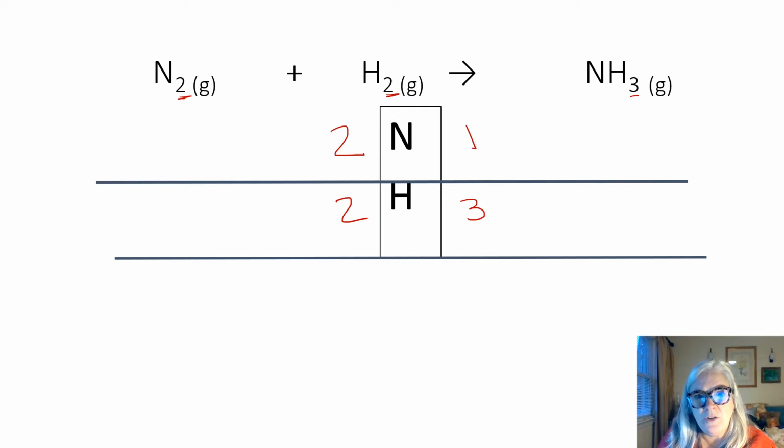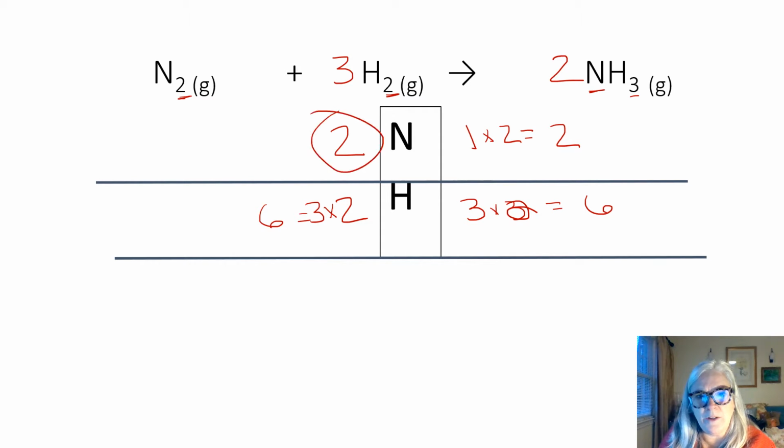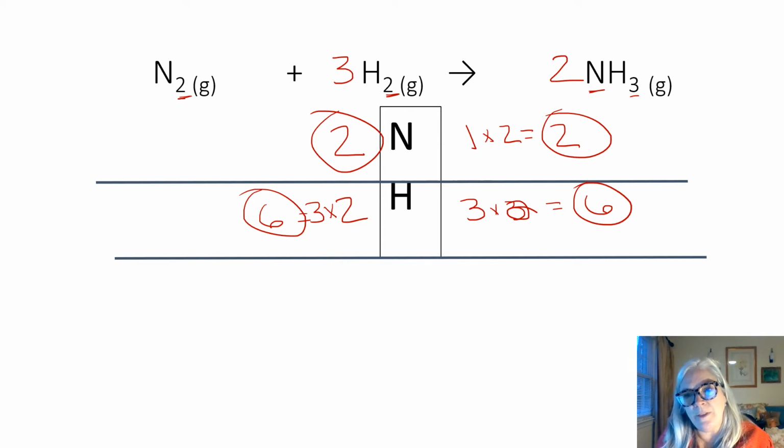Let's start with nitrogen. To get 2 atoms of nitrogen on the product side, I need to multiply 1 by 2. So I'm going to put a 2 in front of where I see the nitrogen. That'll change nitrogen to 2, but now I've got 2 times 3, so I have 6 hydrogen. So now hydrogen needs to be balanced. To get 6 on the reactant side, I need to multiply this number by 3. So I find hydrogen, put a 3 in front, and that will give me 6. So now I've got 2 and 2, 6 and 6. I am balanced. Let's try one that's a little bit more difficult.